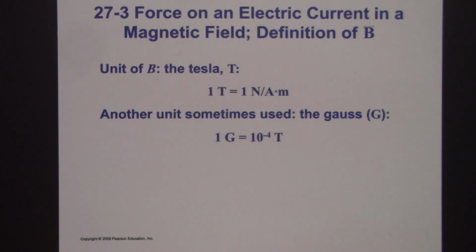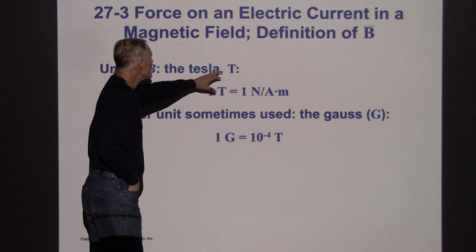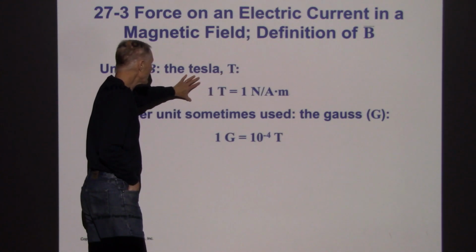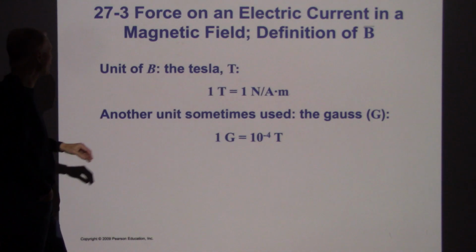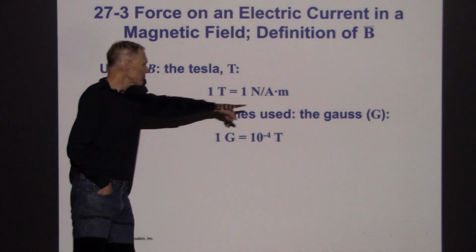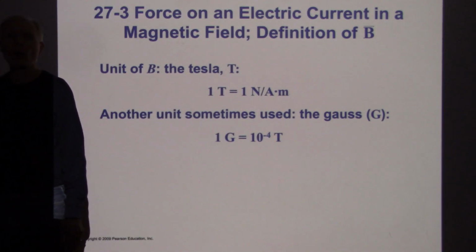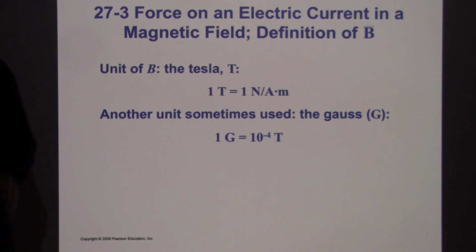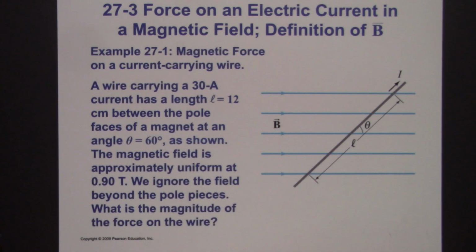Tesla was involved in convincing people that transmitting electrical energy using alternating current would be much more economical. Anyway, the unit is the Tesla, and a Tesla of a magnetic field is pretty large. Another unit that gets used sometimes is the Gauss, and there are 10,000 Gauss in a Tesla. But the Tesla is the standard unit, and that's the one that we'll typically be working from.